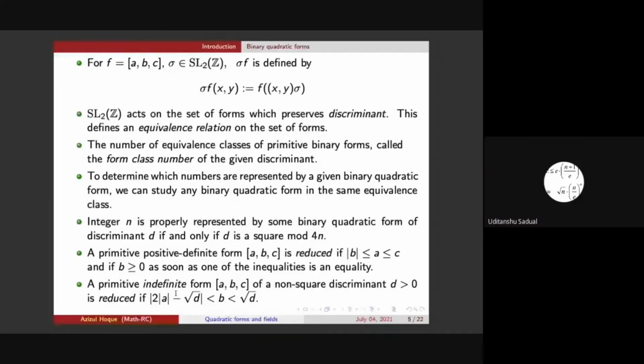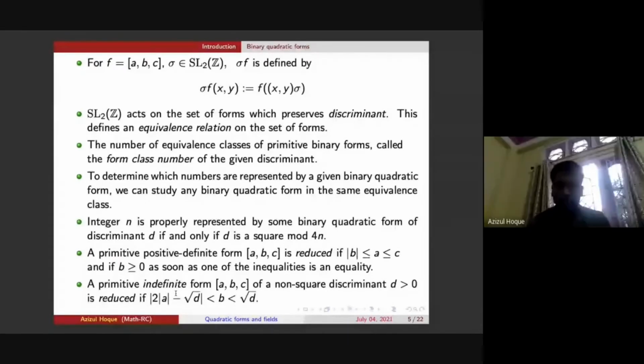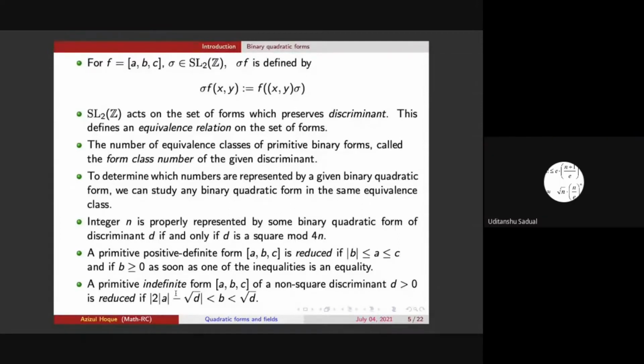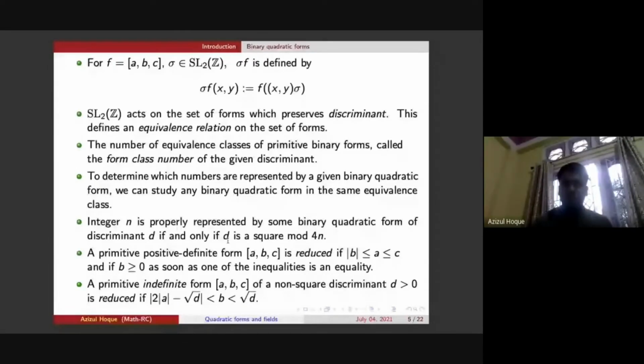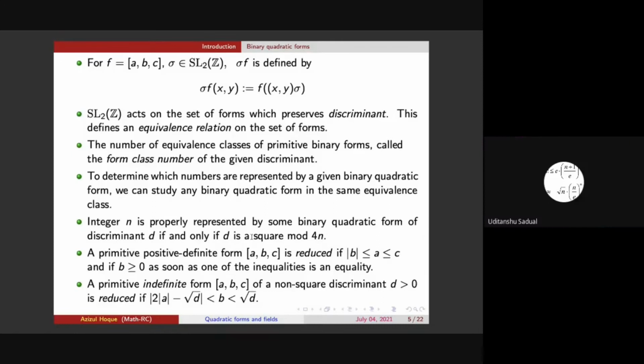What is meant by d is a square mod 4n? In point number 4, d is a square mod 4n, what is meant by that? This means that d is a quadratic residue mod 4n. So d is congruent to something square mod 4n, that is, d is congruent to say a square modulo 4n. Okay, yes.